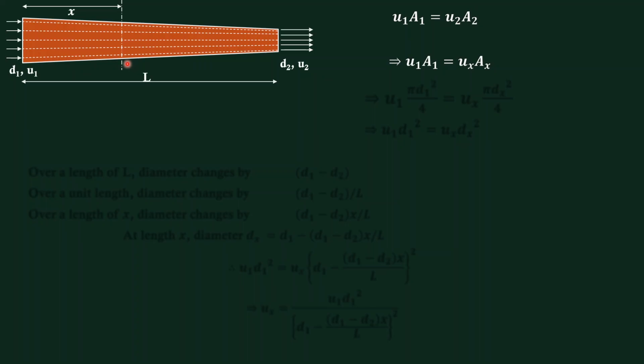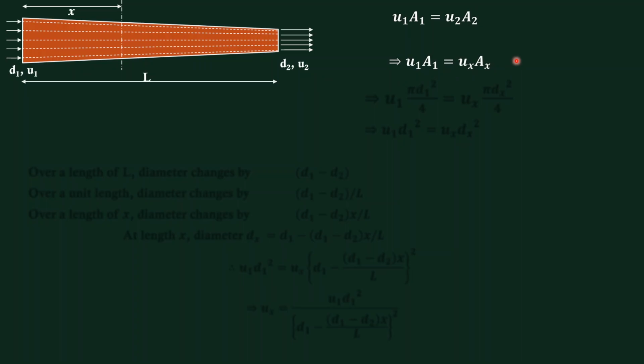Why have we done that? Because ultimately our goal is to find an expression for ux. You see, ux is the velocity at any arbitrary location x. That means if we can formulate this kind of an expression, ultimately we need to find an expression for ux. That means we will take ux to the left hand side and we'll put all the other things to the right hand side.